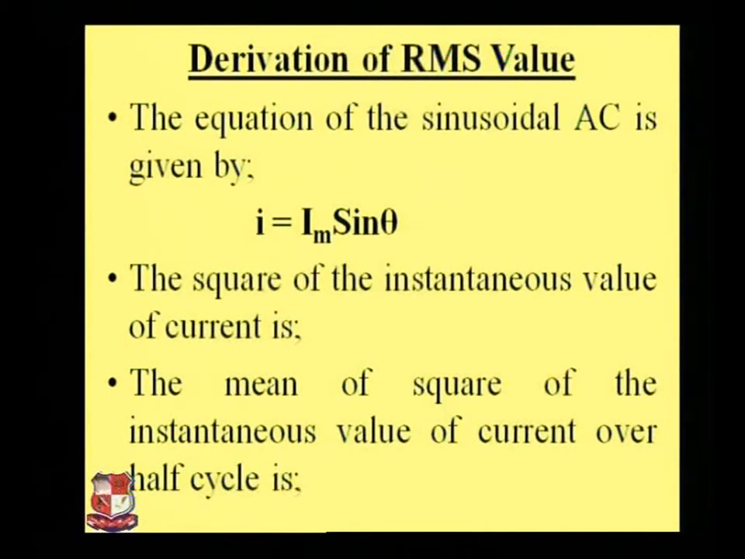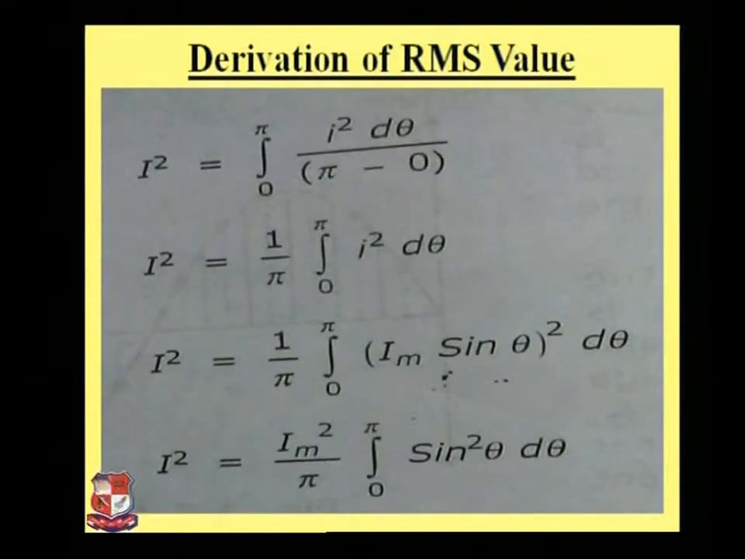The square of the instantaneous value of the current, averaged, is the mean of the squares of the instantaneous values of the current over the half cycle. So we take just the half cycle for the derivation of the RMS value. I square equals, with the limits 0 to pi, the half cycle, 0 to 180 degrees. The full cycle is 0 to 360 degrees, but we are just talking about the half cycle, so 0 to pi, I square d theta upon pi minus 0.